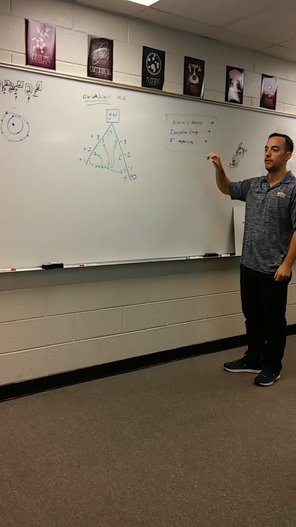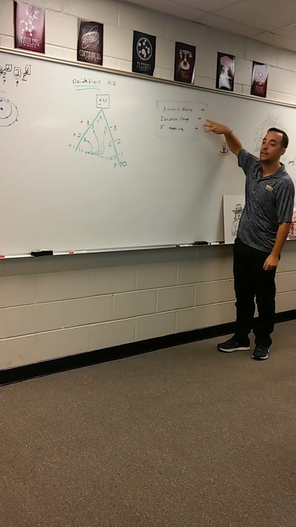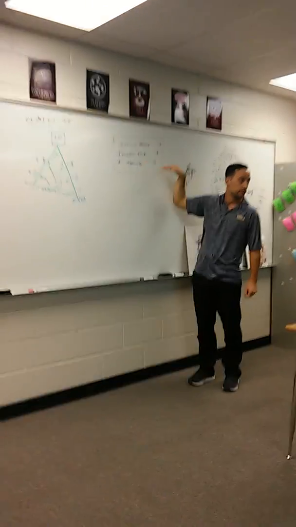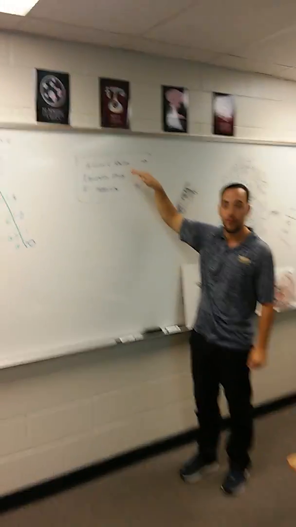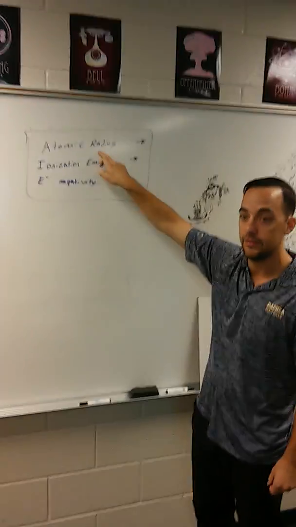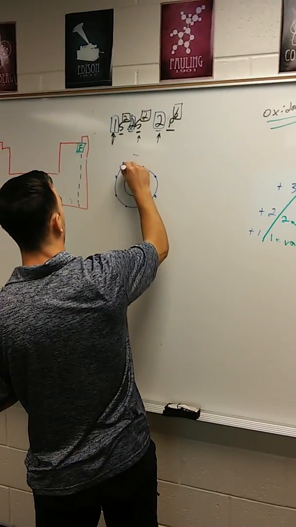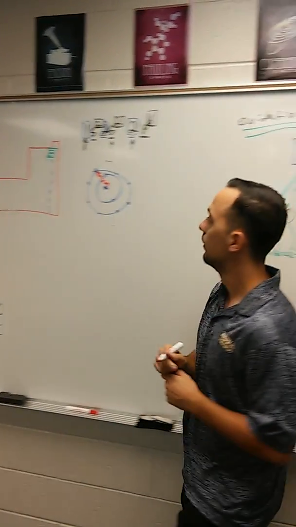Super helpful hint for the test. You are going to have 3 things you need to know how to graph, okay? And they're listed right here in this box. If you need to write that down, you can, but I'm going to go over all 3. The first one is atomic radius. Atomic radius is how fat or how big an atom is. It is the distance between the nucleus and the furthermost electron, okay? So that guy right there.